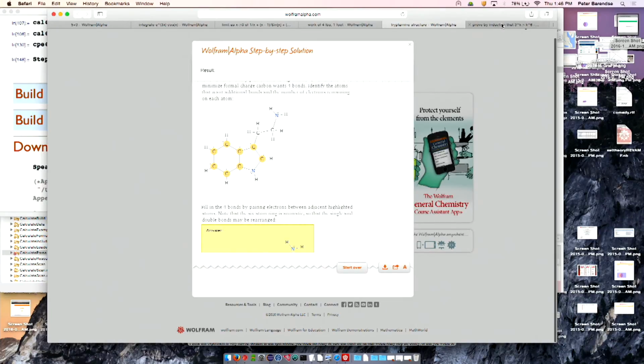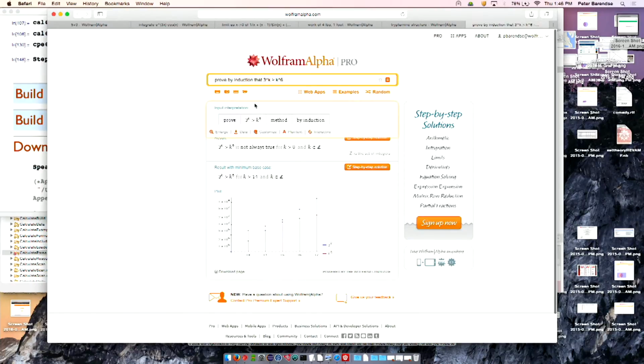And then finally, here's an example of a proof. So if you say prove by induction that 3 to the k is greater than k to the 6th, well, of course, that's not always true for low k. So that's what this result is. It's actually proving it's not true. But this is the more interesting case, to prove that it is true for k greater than 14.